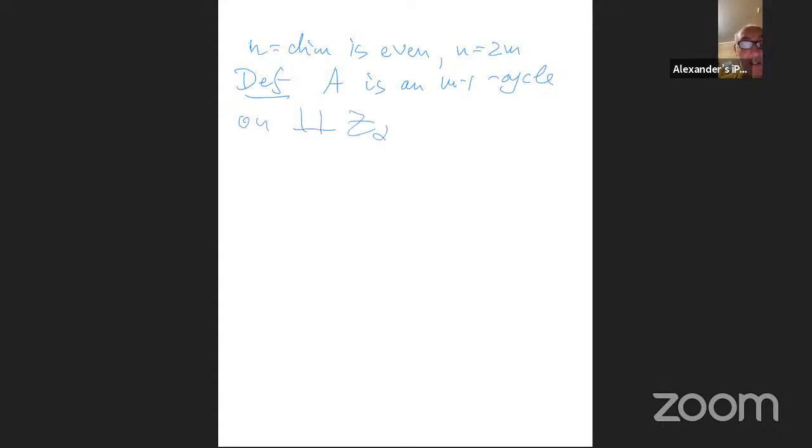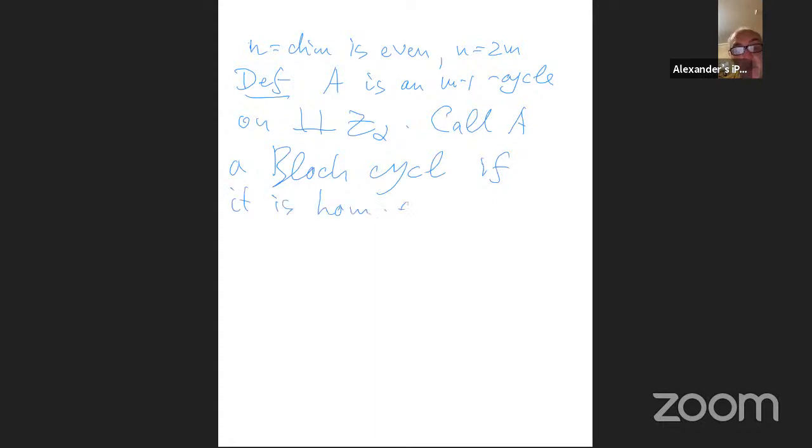So we consider this situation, as before, but let's assume that the dimension of Y_n is even. Okay. And now I want to consider cycles which are supported on the disjoint union of the alpha, an (m minus one)-cycle. And let me call it a Bloch cycle if it is homologically equivalent to zero on Y.